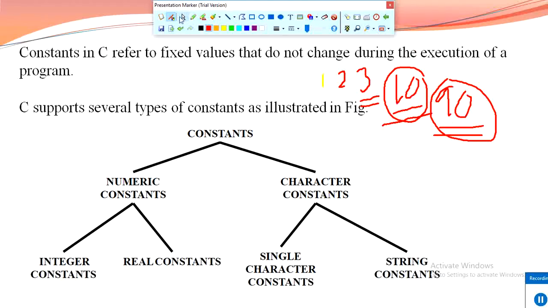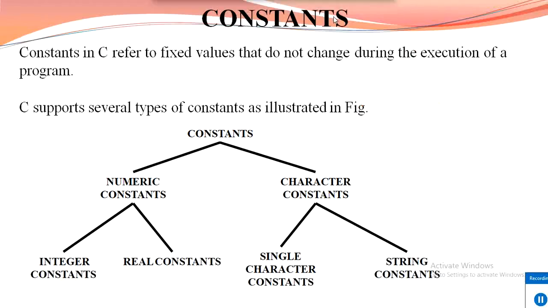C supports various types of constants. For example, it can be divided into two parts, numeric constant and character constant. Numeric constant may be of two types, integer constant and real constant, whereas character constant may be divided into two parts, single character constant and string constant.